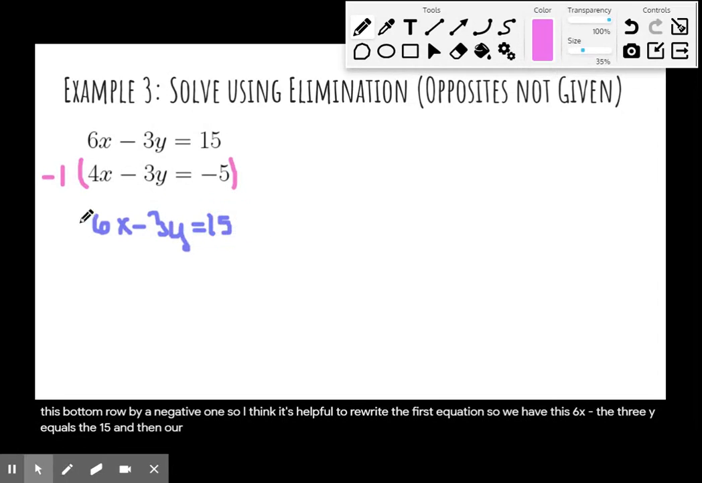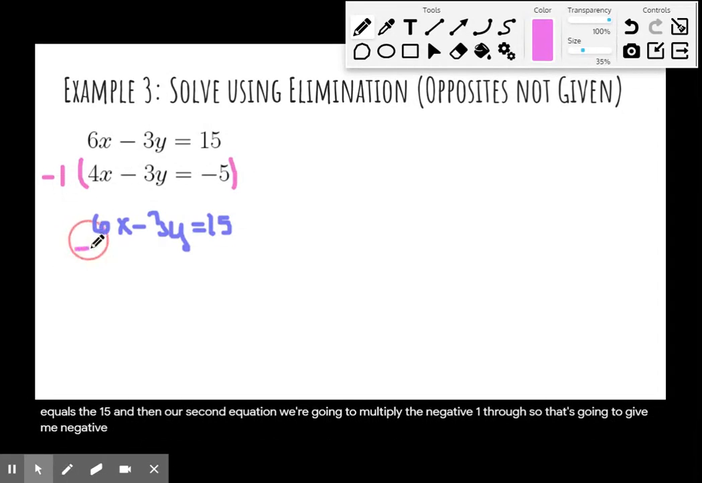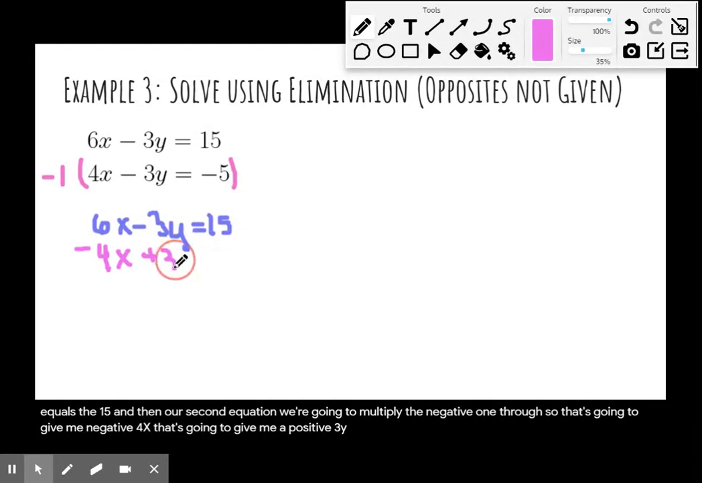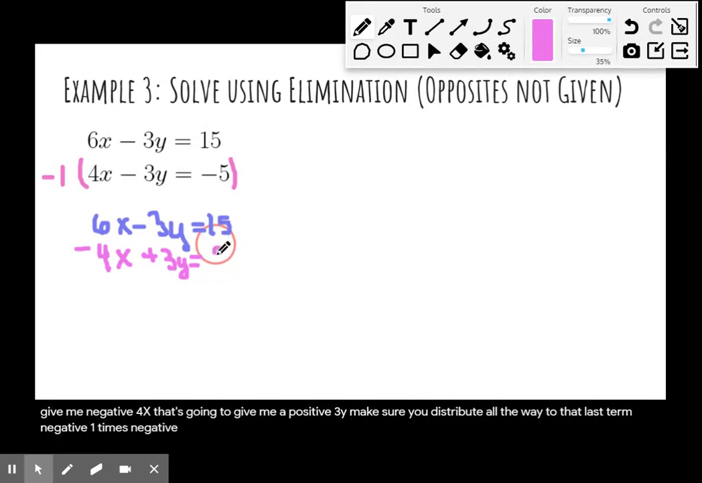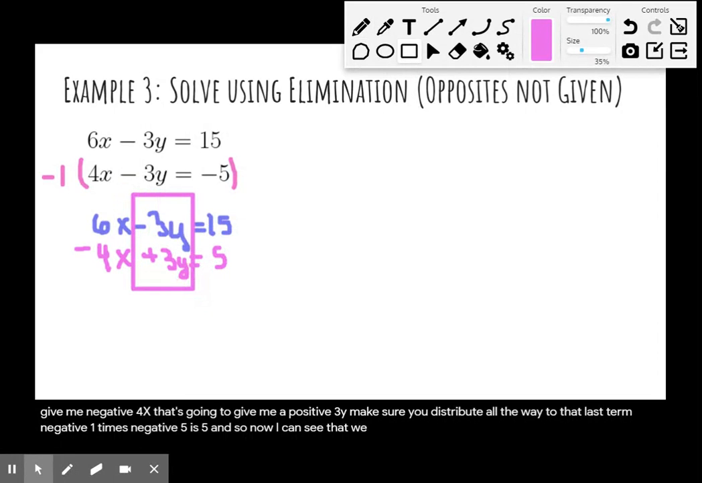And then our second equation, we're going to multiply the negative 1 through. So that's going to give me negative 4x. That's going to give me a positive 3y. Make sure you distribute all the way to that last term. Negative 1 times negative 5 is 5. And so now I can see that we have our opposites. So now I can start eliminating.